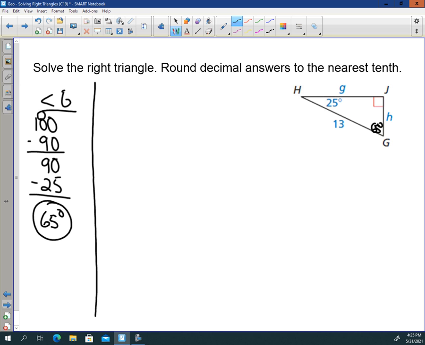It really wouldn't matter. But what I'm trying to find is the side marked G. That's what I'm going to try to find. So in order to find G, I have to notice that I have a theta of 25, and across from theta is my opposite side, that's over here. And then this is the hypotenuse.